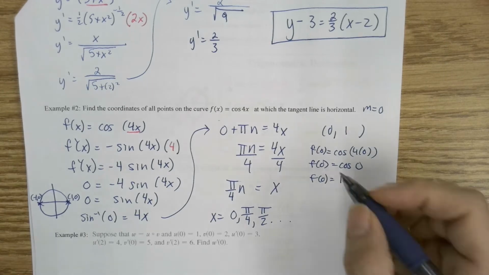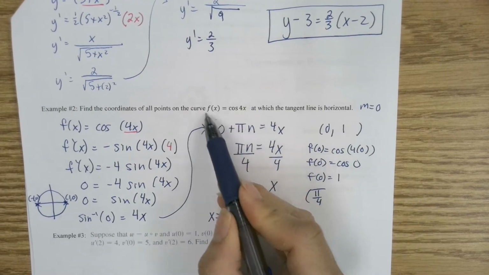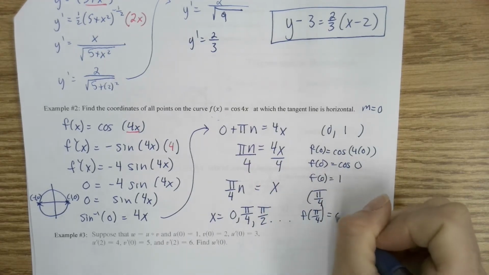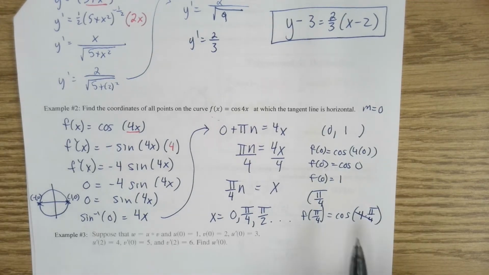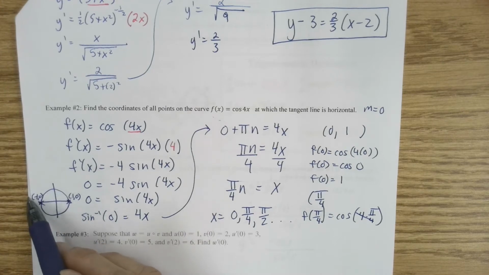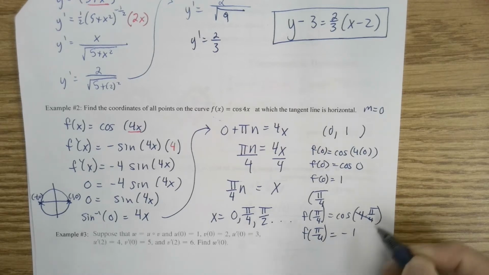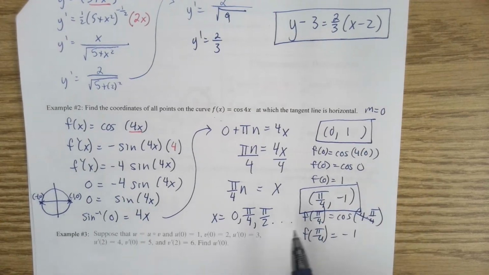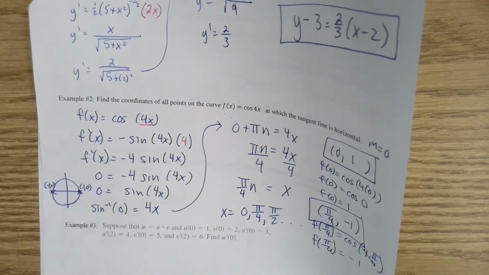We'll go ahead and find one more. So let's say we were going to find pi over 4. So I'm substituting pi over 4 back into my original function. So cosine of 4 times pi over 4. So my 4's cancel. So cosine of pi, so I'm over here. So cosine would be -1. So my point would be pi over 4, -1. Okay, so there's two examples of coordinates. There are technically an infinite number of points, so we won't list them because we'll be here forever, literally.